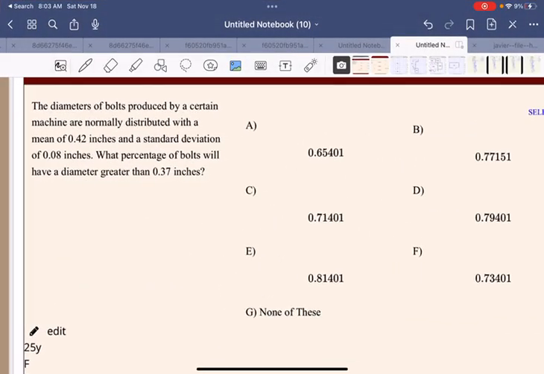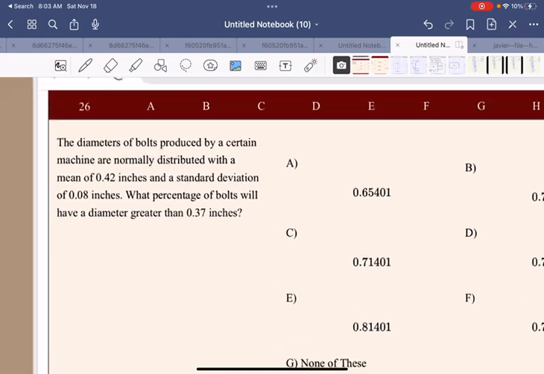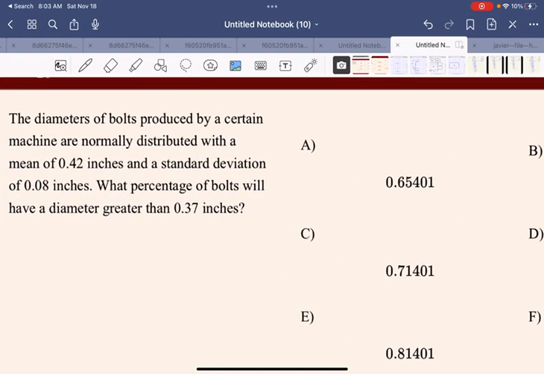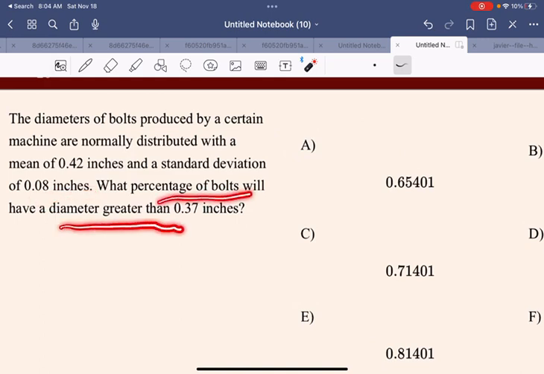Okay, so today we're doing number 26. It is a standard deviation problem where we have a bunch of bolts produced by a certain machine with a certain average. The diameter for the bolts is on average 0.42 inches. Some of them are off a little bit. The standard deviation is 0.08 inches. What percentage of the bolts will have a diameter that's greater than 0.37 inches?